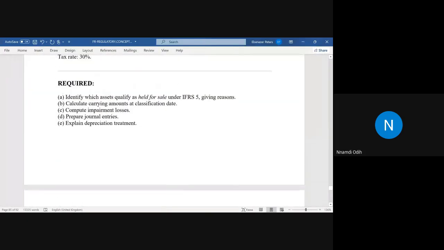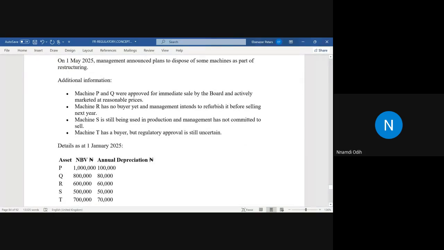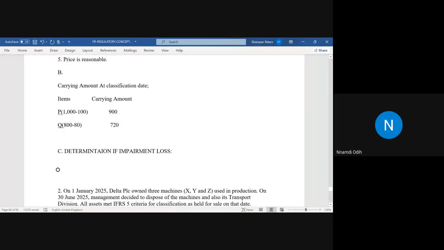Let's read the question. Can you mute? Mute Nnamdi. Thank you for asking that question. So they said on 1st May 2025, management announced plan to dispose the assets. These are the details as per the general information. Nnamdi, mute. Nnamdi should mute his mic now.